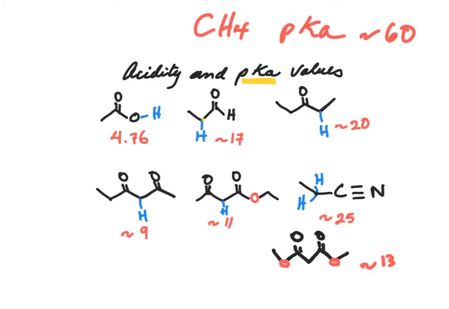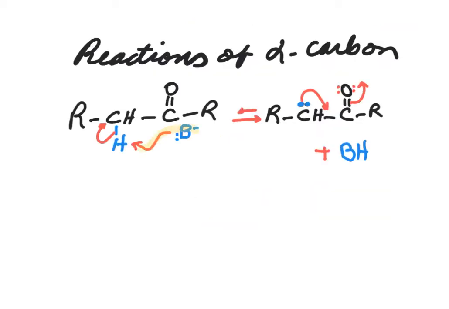The alpha carbons are only weakly acidic when we compare these values with an organic acid like acetic acid. The alpha carbon of an aldehyde is more acidic than a ketone, and we observe that when the carbon is flanked between two carbonyls, the acidity increases. So we have a diketone, a ketoester, or a diester that are more acidic than ketones and aldehydes. Strong bases can abstract acidic alpha hydrogens from carbonyl compounds to yield enolate ions.